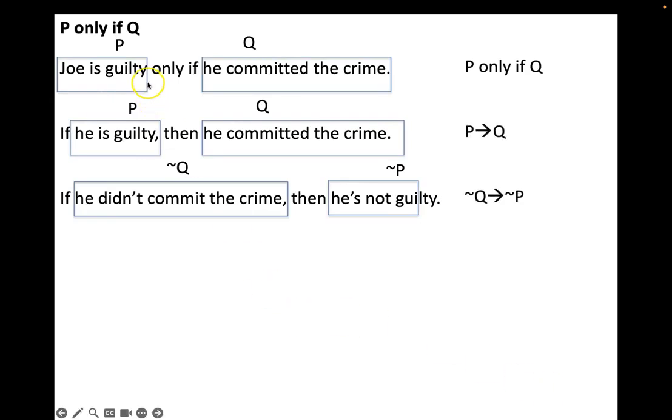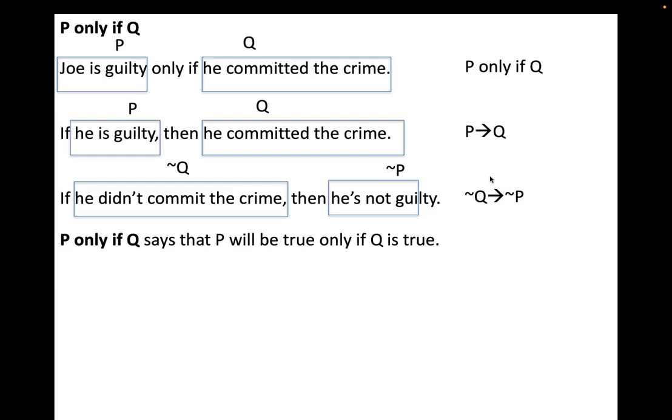Why? Because Joe is guilty only if he committed the crime. That's the only way he could be guilty. Is equivalent to if he is guilty, then it's because he committed the crime. And if he's guilty, then he committed the crime is P arrow Q, which means since these two are equivalent, Joe is guilty only if he committed the crime must also be P arrow Q. And of course, since P arrow Q is equivalent to not Q then not P, you can represent it either of those ways. So P only if Q says that P will be true only if Q is true.